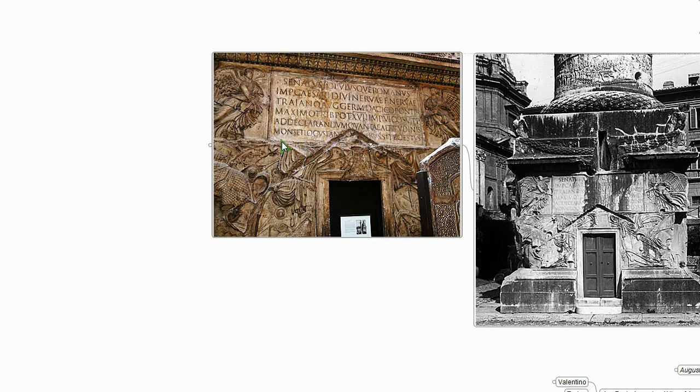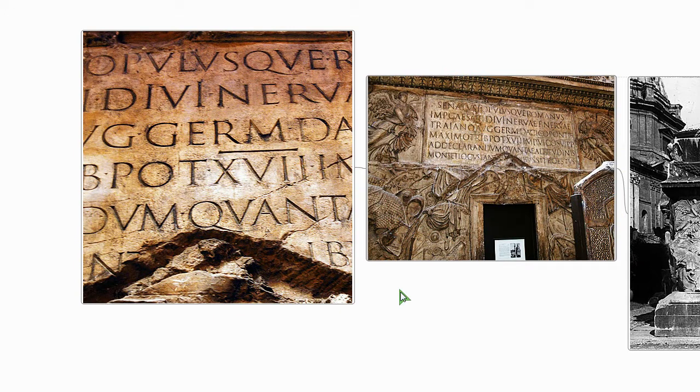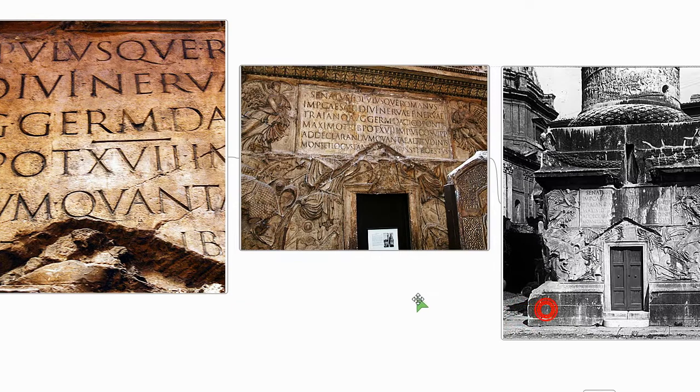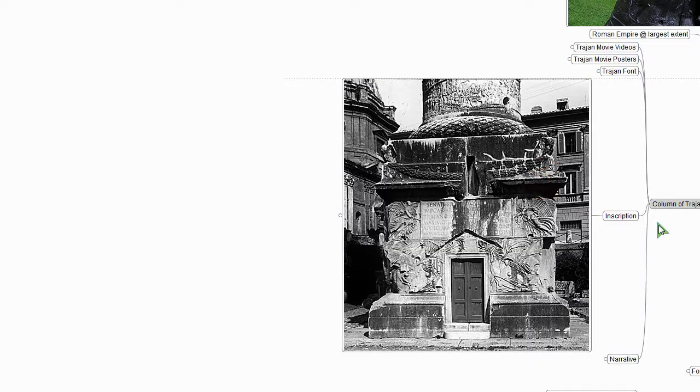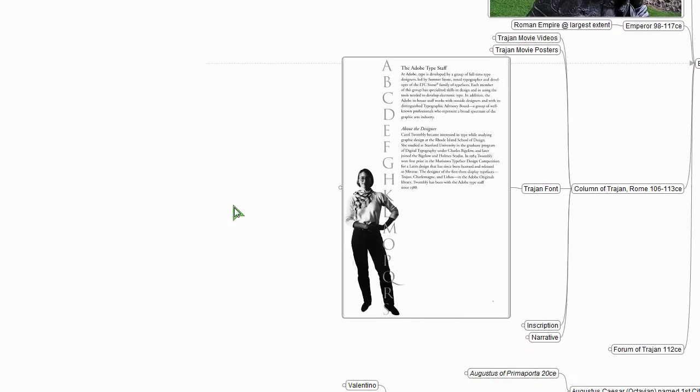So what's so great about it? Why does anybody care? Well, the carvings in the base of the Trajan Column are generally considered to be the finest extant example of Roman typography. Okay, great. So let's go forward to modern times.